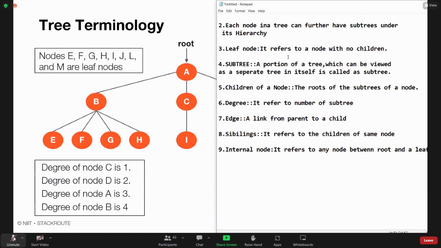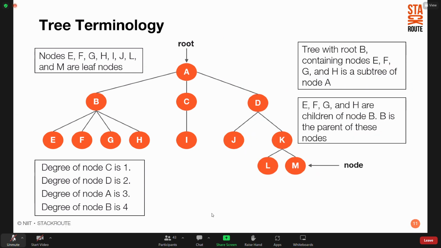So let's take A and let's take M. What are all the internal nodes between A and M? Which is nothing but D and K. That's all. The internal nodes are the nodes between root node and leaf node.